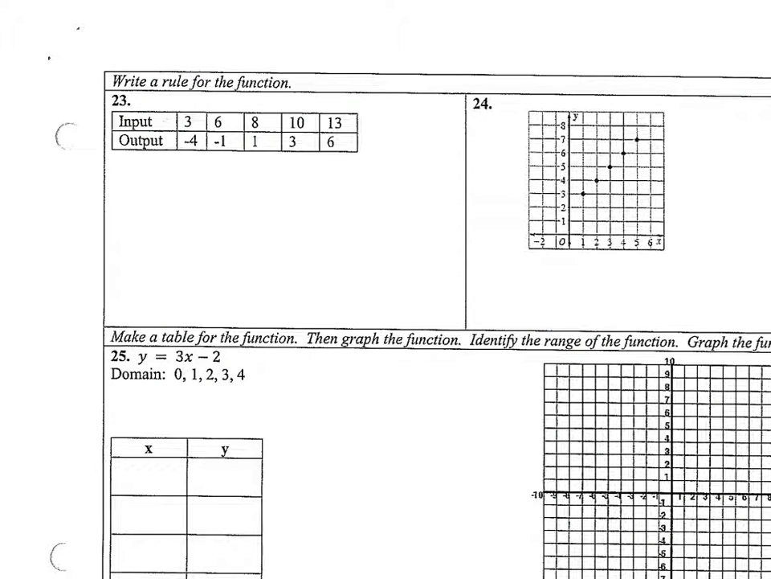On number 23, similar concept. Just make sure none of the inputs can be repeated. As long as they're not repeated, you'll be a function. But they want you to write the rule. So let's rewrite this actually. I'm going to write this as x and y's. So 3, 6, 8, 10, and 13. -4, -1, 1, 3, and 6.